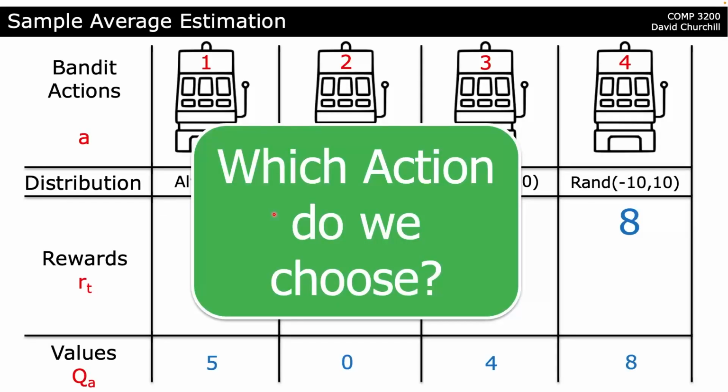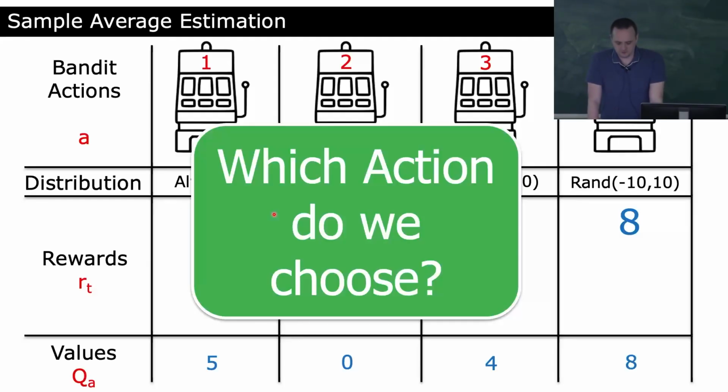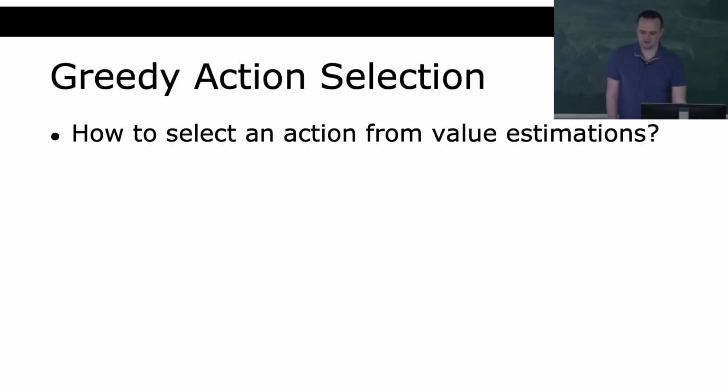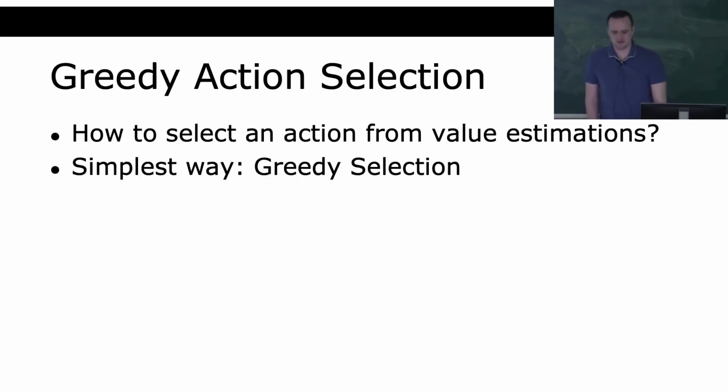But now the question is, which action do I choose? I don't want to always just go left to right and do each action the same amount of times. So let's have a look. The first one is called greedy action selection. The simplest possible way to choose an action is to just look at all my values and choose the one that's highest. That's it. You couldn't get simpler than that.